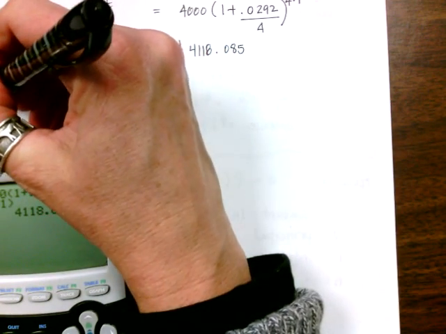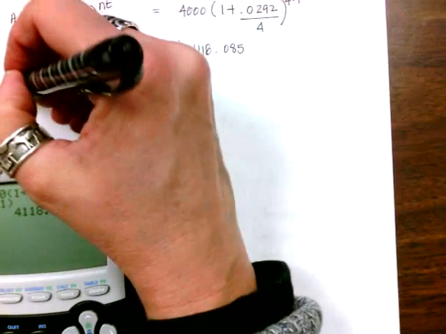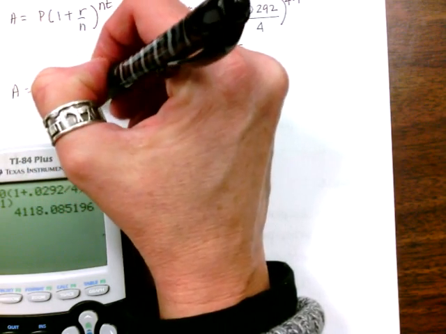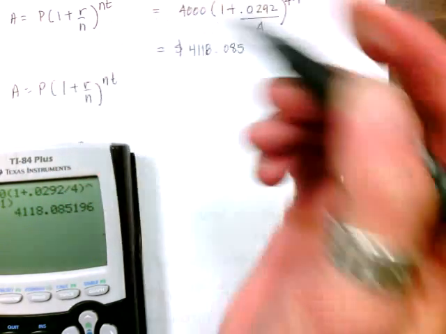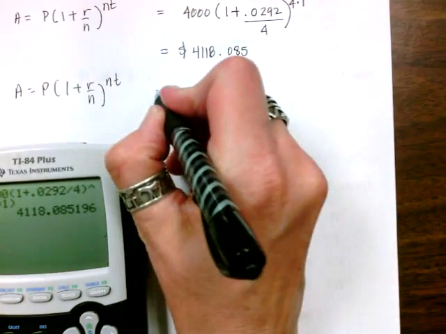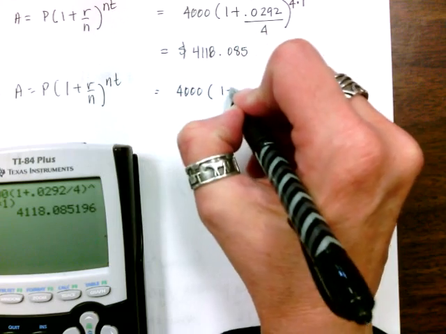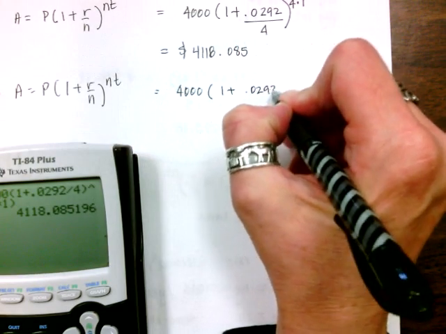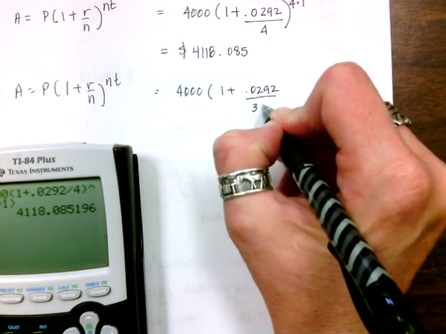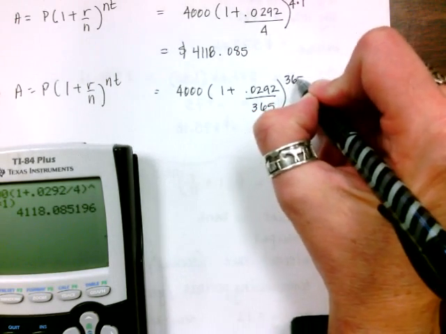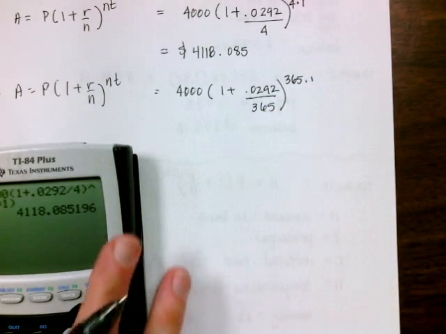The second one was if it's compounding daily. So again, it's the same formula, 1 plus r divided by n raised to the nt. Okay? My principal's still the same. It's still the $4,000. My interest rate is the same. The only thing that changed was my compounding periods, and I'm going to raise it to the 365 times 1.